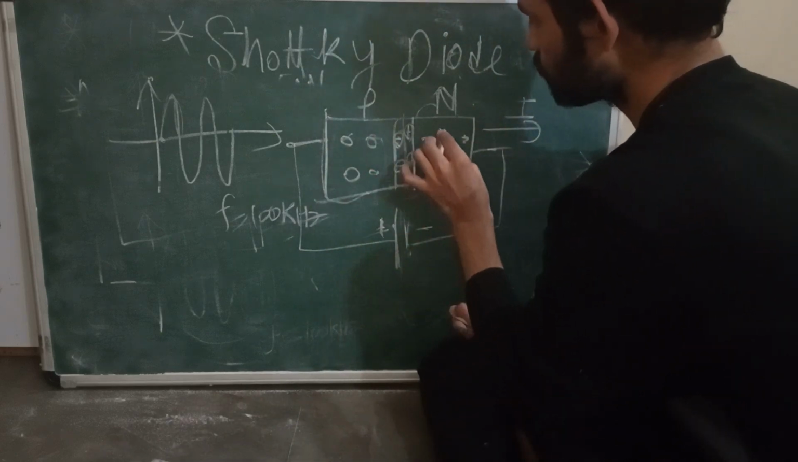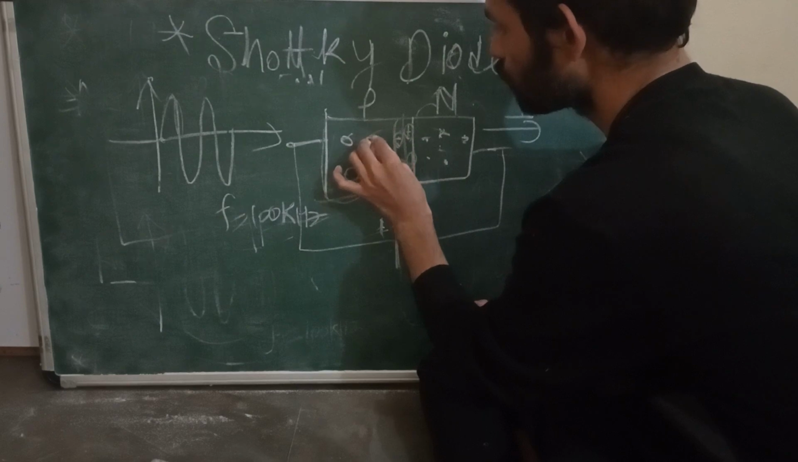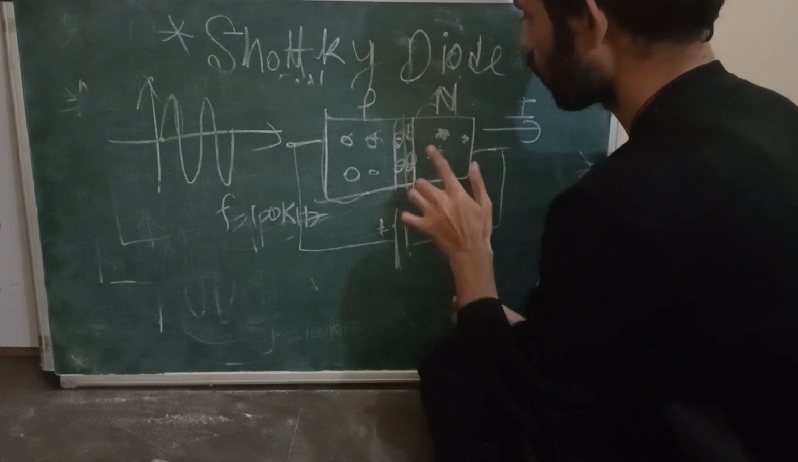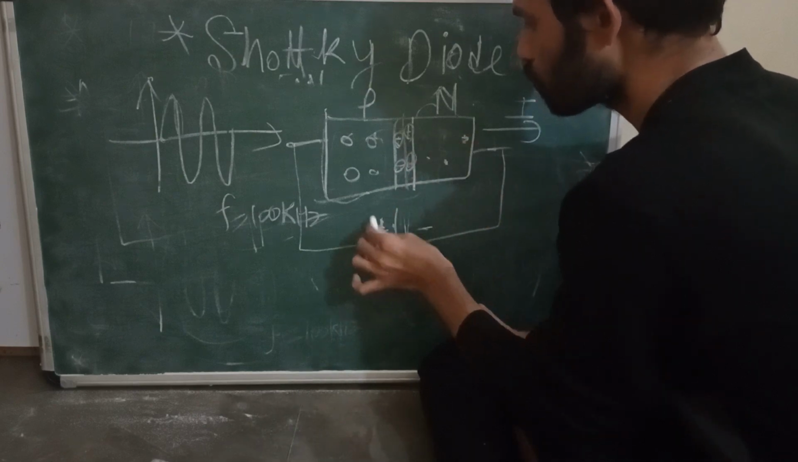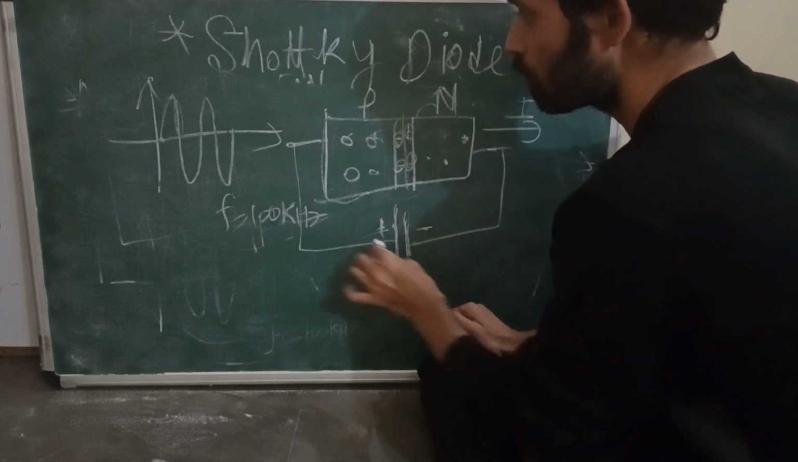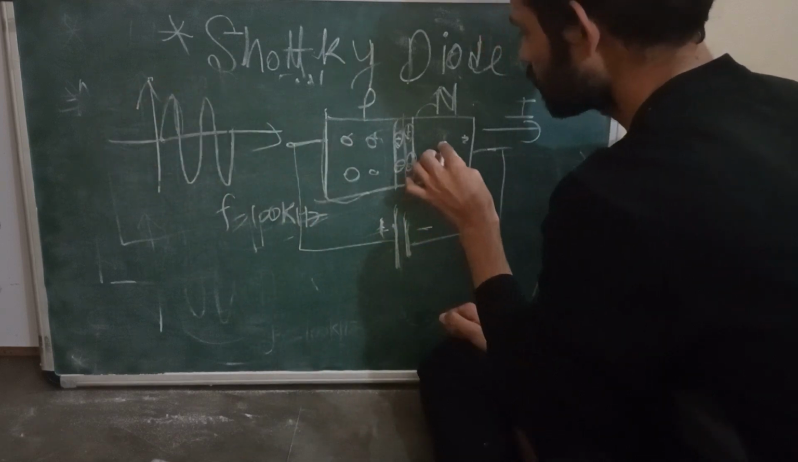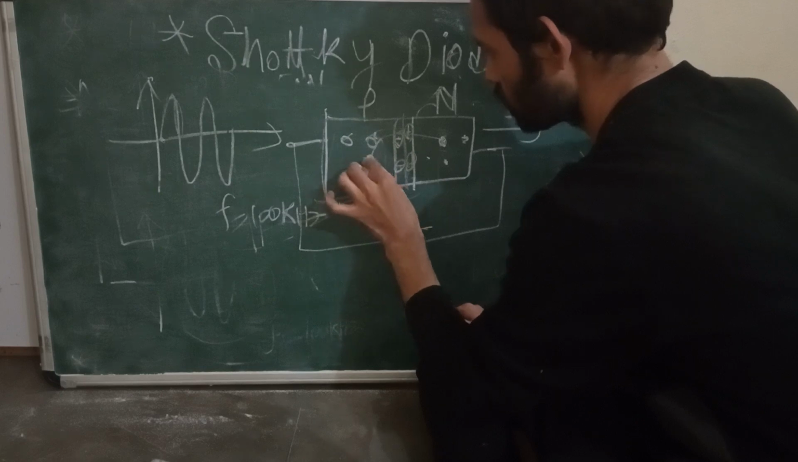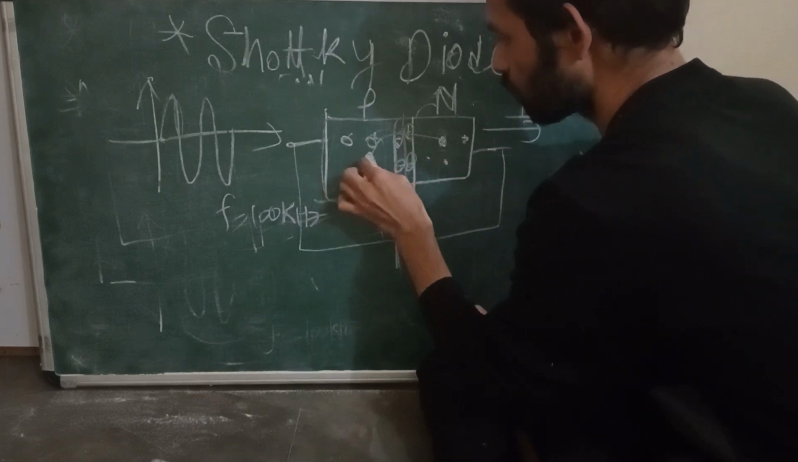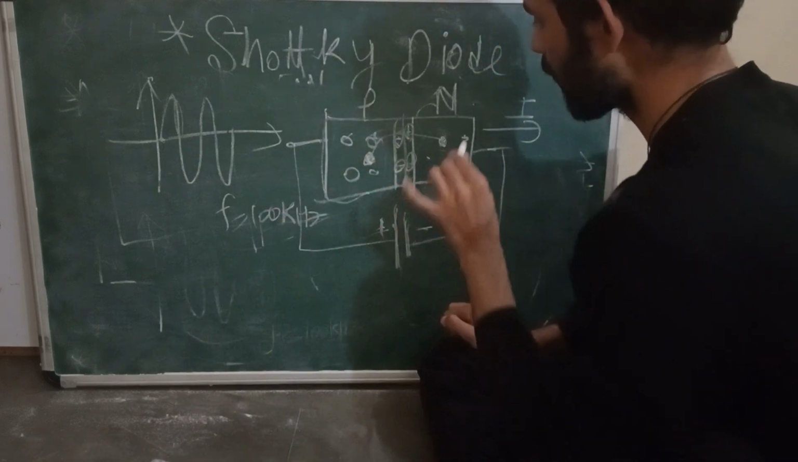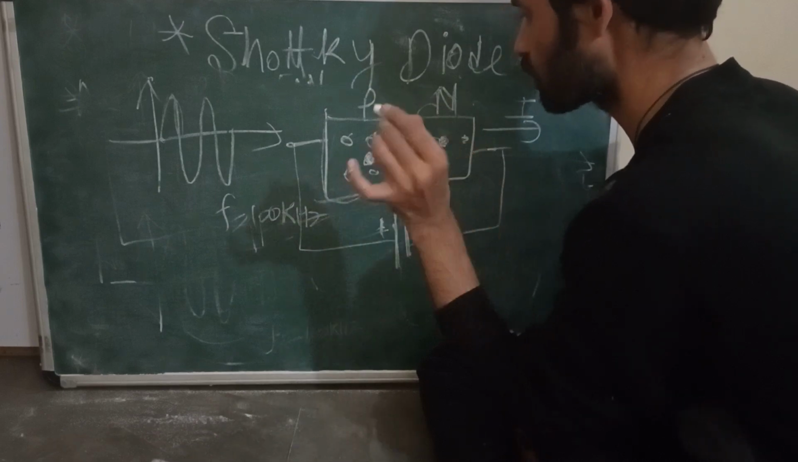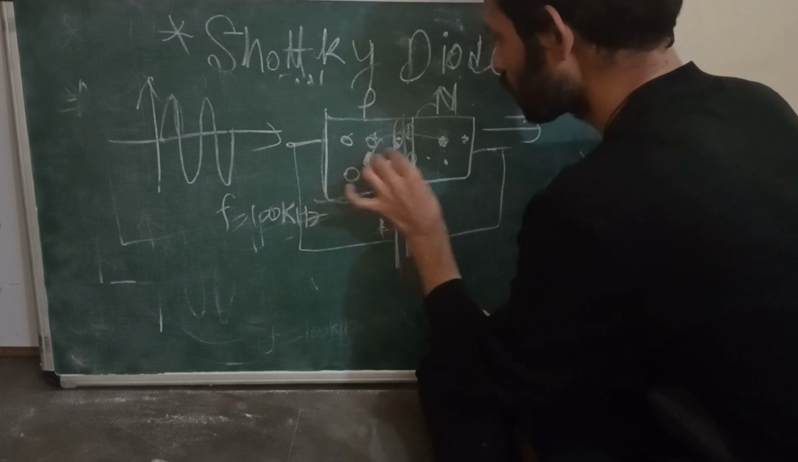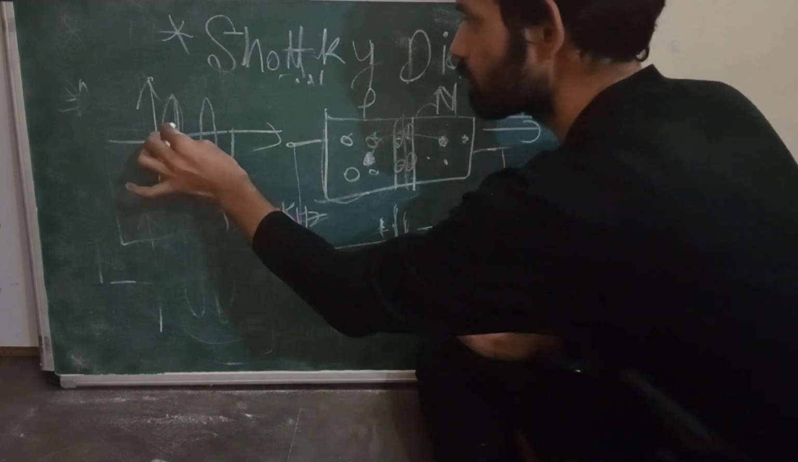Now during the positive cycle, these charge carriers will move. Focus on only one carrier, let's say an electron. During the positive cycle of this input signal, this electron will move from the n side to the p side. For understanding purposes, just focus on only one electron. So this electron has moved from the n side to the p side during the first cycle.